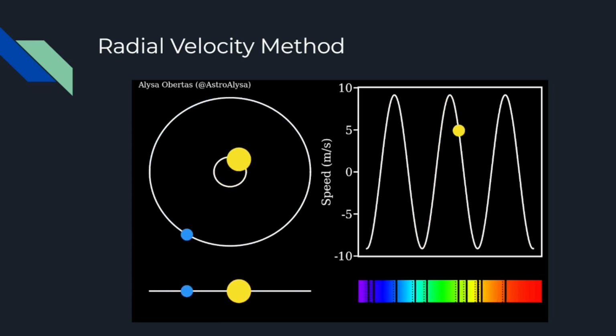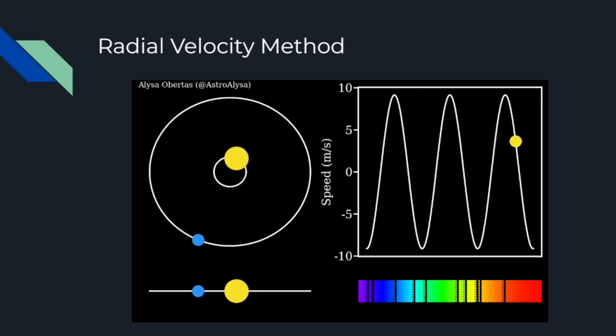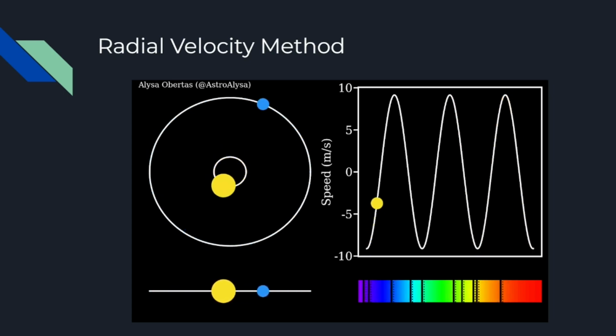And that's how it works. That's the radial velocity method. That's how we find planets around other stars. Well, it's one of the ways at least.